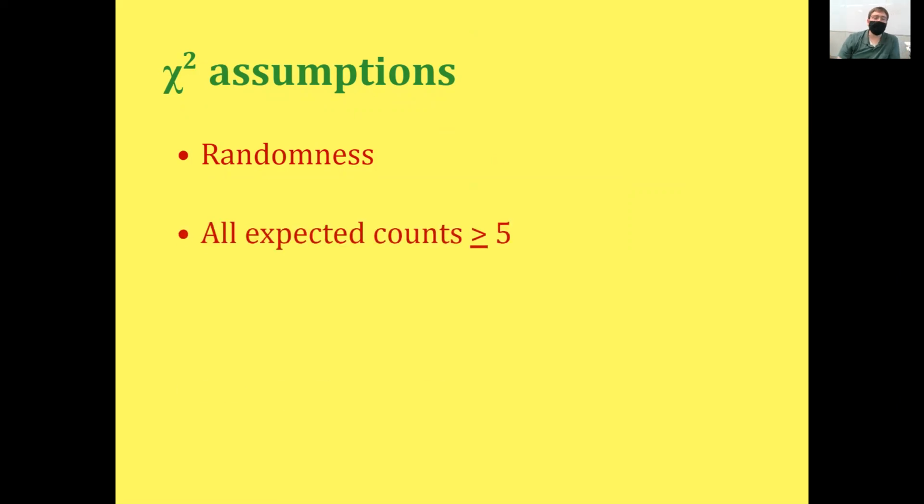The other thing is new. We need to make sure all of our expected counts are greater than or equal to 5. So we're going to talk about how to determine what your expected counts are. There's different ways to do it depending on your data set, but you will have to verify your expected counts. So this will be the little more tedious part of this test: you have to list out all of your different expected values and you'll have to check. Are they all greater than or equal to 5?